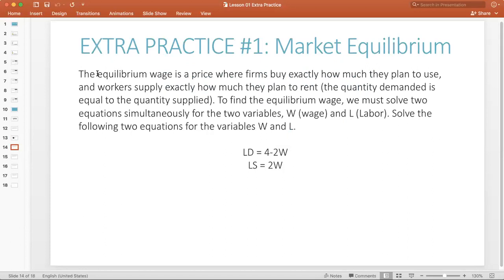So to give you a little introduction, the equilibrium wage is a price where firms buy exactly how much they plan to use and workers supply exactly how much they plan to rent. The quantity demanded is equal to the quantity supplied. To find the equilibrium wage, we must solve two equations simultaneously for the two variables, W, which is wage, and L, which is labor. So solve the following two equations for the variables W and L.